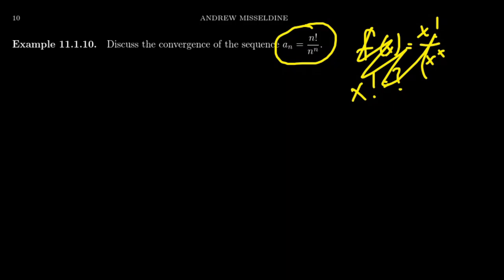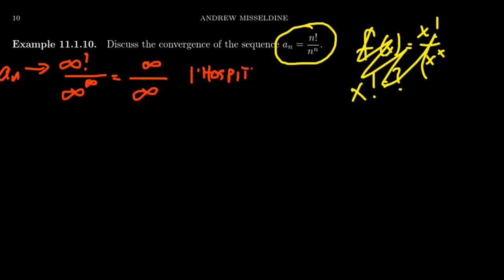And we should also notice that if we just plug in infinity, right, a sub n approaches infinity factorial over infinity to the infinity. Well, the bottom is quite clear. It's going to be infinity, right? But the factorial sequence also gets bigger and bigger and bigger. This is going to look like infinity over infinity, which is an indeterminate form. Can we use L'Hopital's rule in a situation like this?